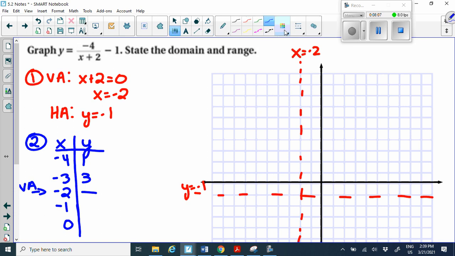Let's see. That's negative 3. Let me redo the other one. Oh, that should be negative 5. Sorry. Okay, so now we go ahead and plot these numbers.